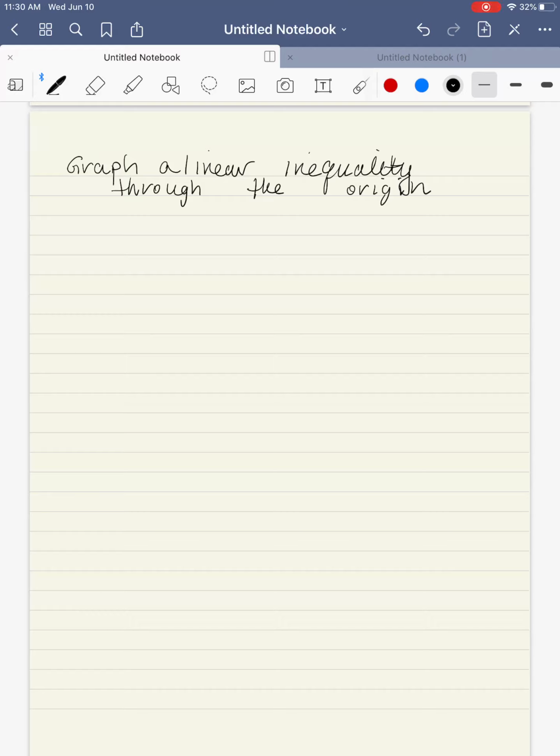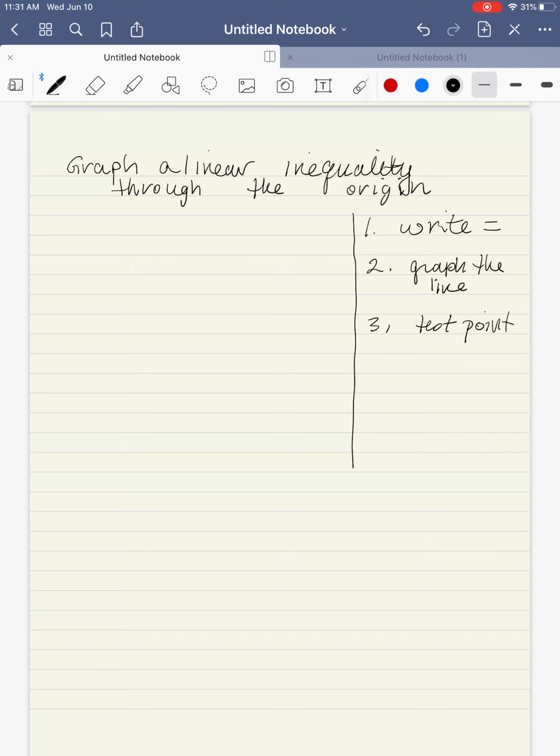In our last video, we looked at graphing linear inequalities, and we saw that we had a three-step process. We were going to write the inequality with an equal sign instead of an inequality, graph that line, and then use a test point. And in this video, we're going to look at what happens if the line goes directly through the origin. How can we graph that line?